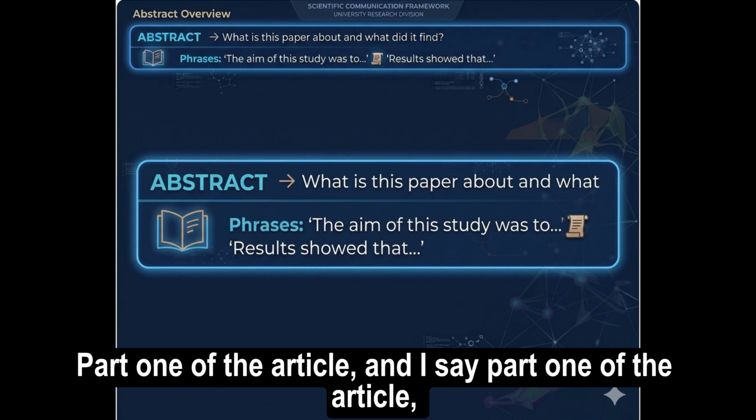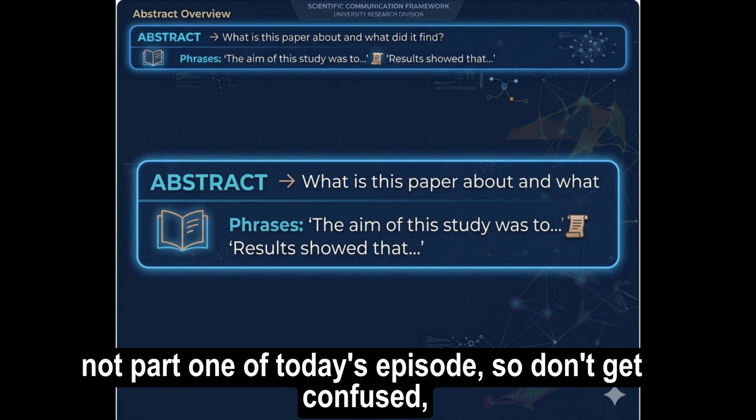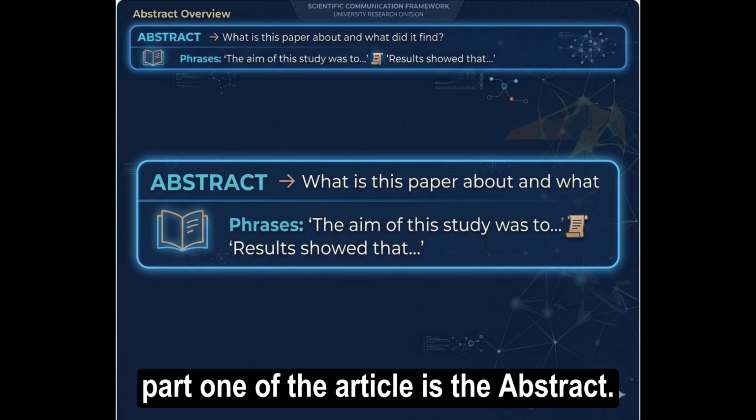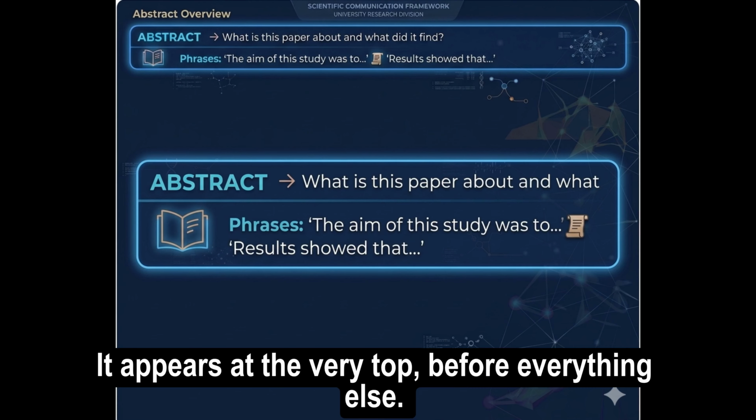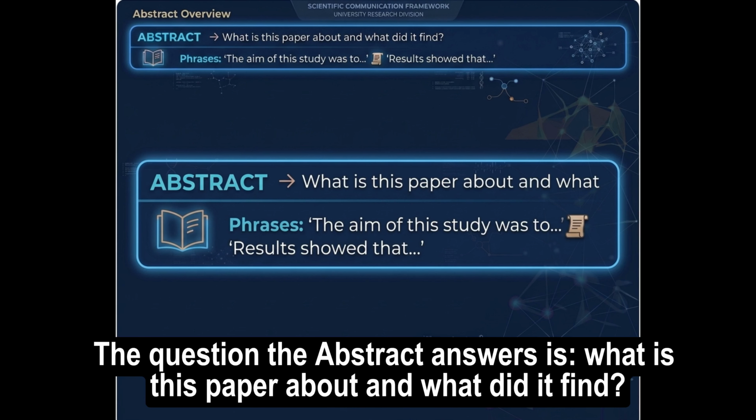Part 1 of the article, and I say part 1 of the article, not part 1 of today's episode, so don't get confused. Part 1 of the article is the abstract. The abstract is a short summary of the entire paper, usually between 150 and 300 words. It appears at the very top, before everything else. The question the abstract answers is, what is this paper about? And what did it find?